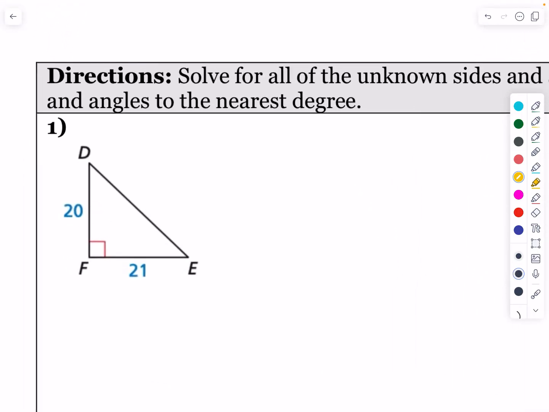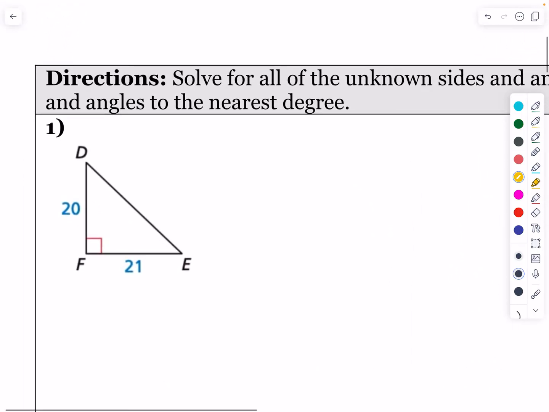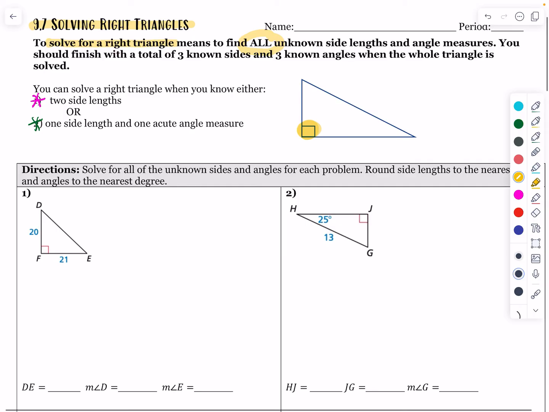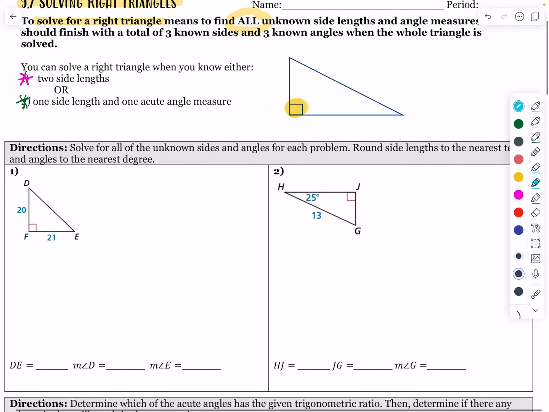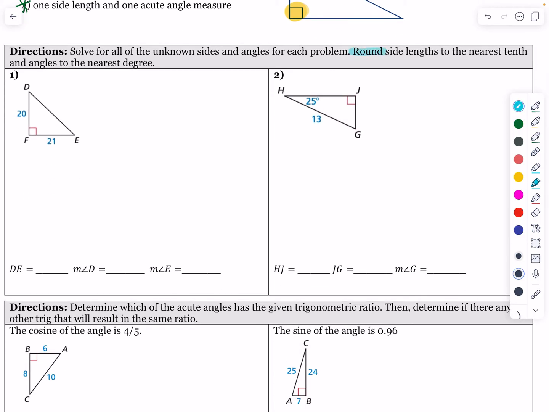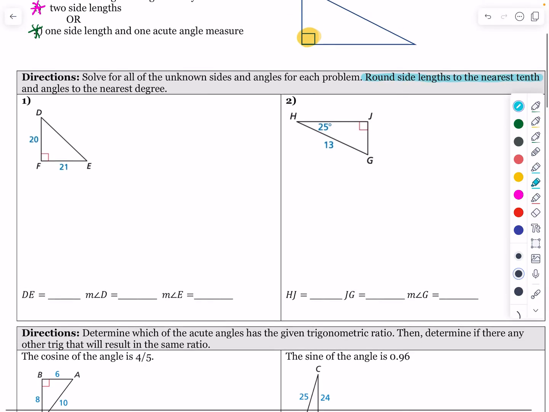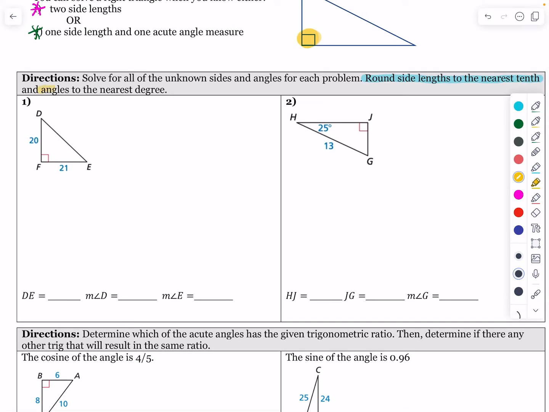On this very first one, it says solve for all the unknown sides and all of the angles for each problem. This is important. We were practicing this a lot in my class this year. Round the side lengths to the nearest tenth, but round the angles to the nearest degree.